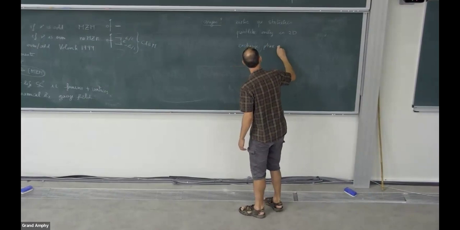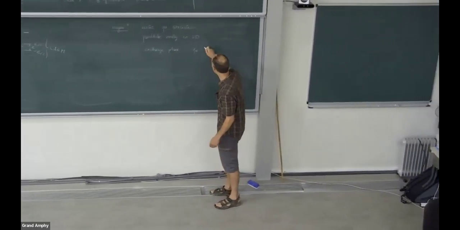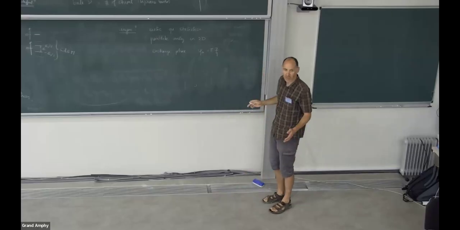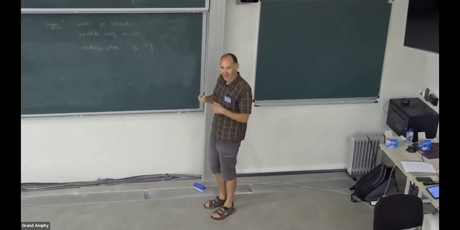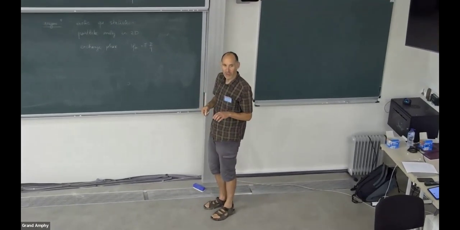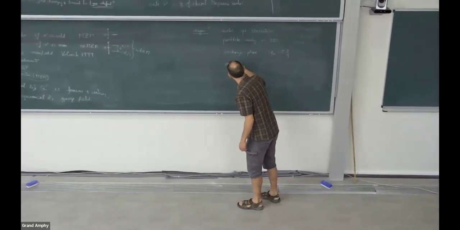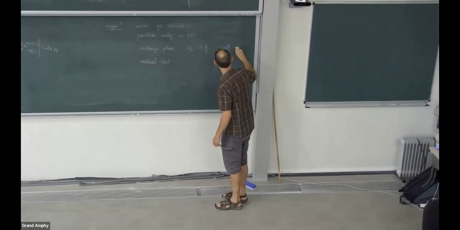So the exchange phase can be anything. Actually, it's not completely true that it's anything. If you make it consistent, it has to be a fraction of pi, but almost anything. In addition, the quantum statistics of the objects in 2D is even richer, in the sense that you now have the possibility of what is known as mutual statistics. You can even have phases between things that are distinguishable.